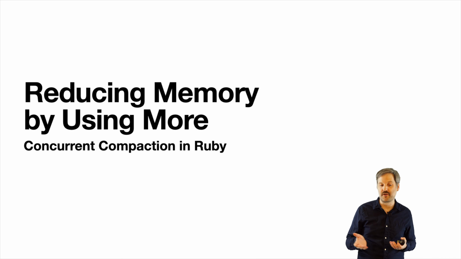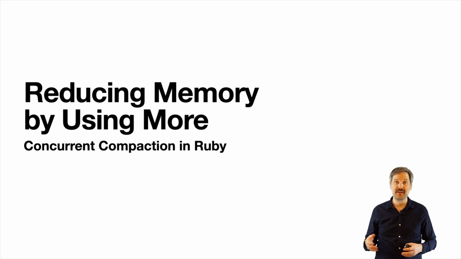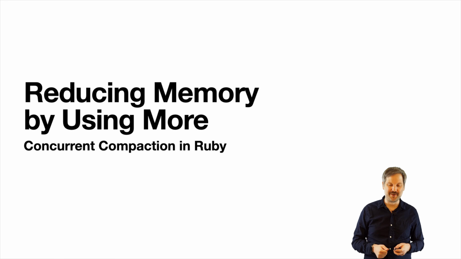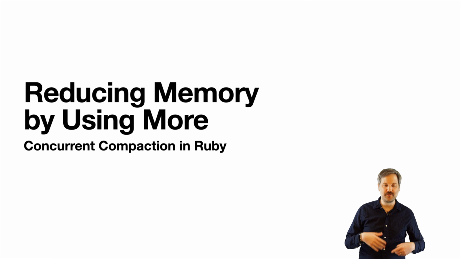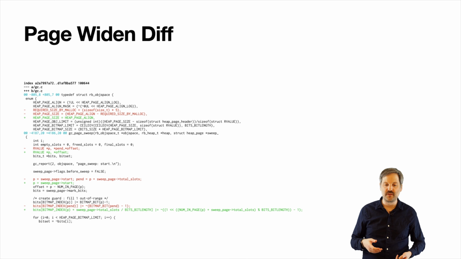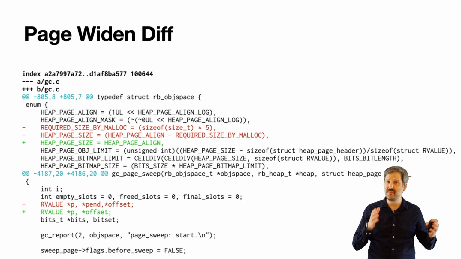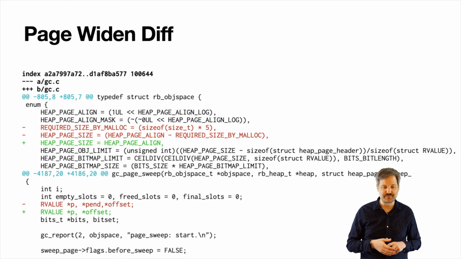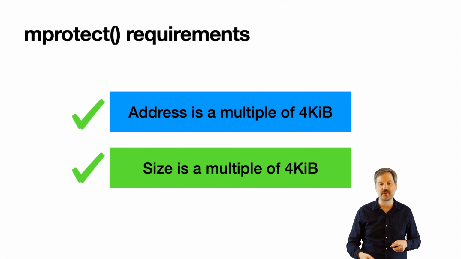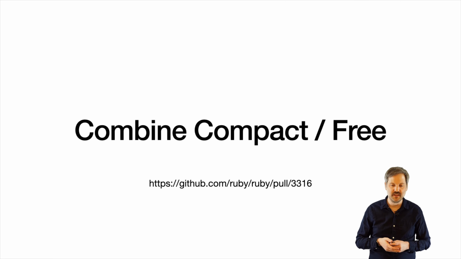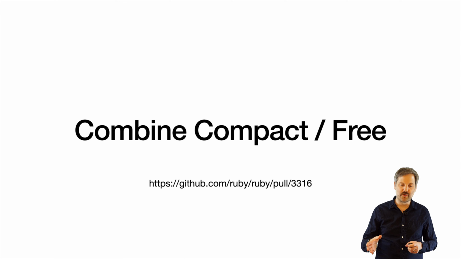And this is why I wanted to call the talk Reducing Memory by Using More, because we're reducing memory by using more, but again, this is about GC compaction. So this is the entire patch for it. The important part is here, where heap page size is now exactly the same as heap page align. So we made those two values exactly the same. Now pages are aligned at 4 kilobytes and the size is a multiple of 4 kilobytes, so we can actually use mprotect. And I made a pull request for it. Here's the URL for it.